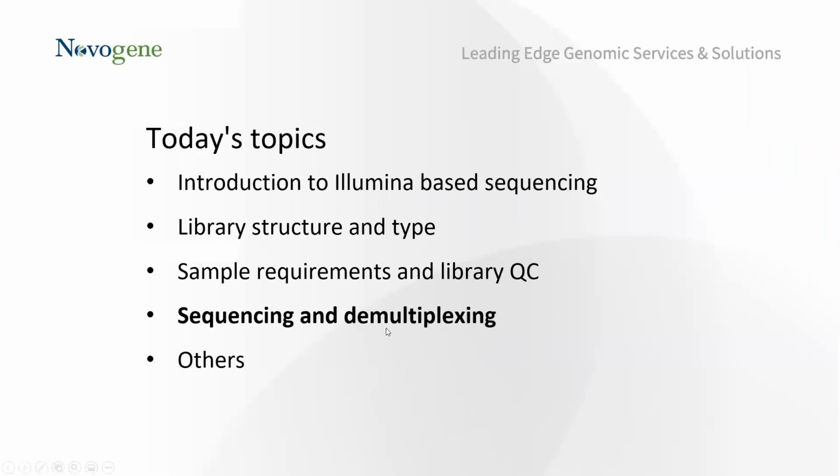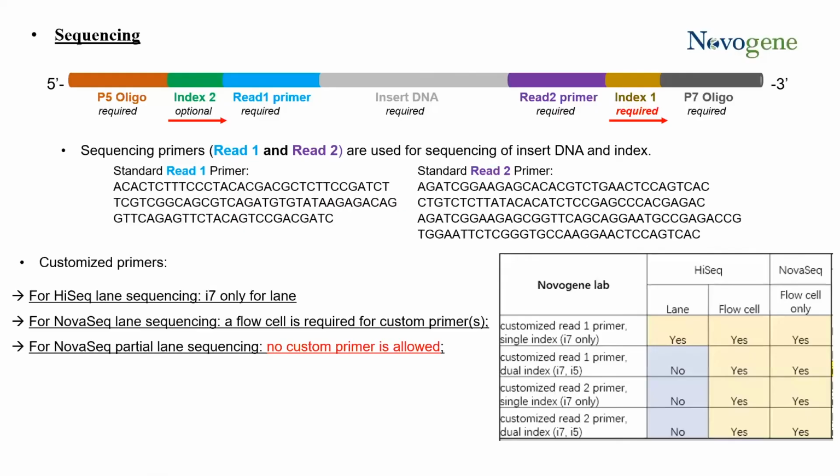All right, so now we're just going to get down to sequencing and demultiplexing. We're running a bit short on time here, so I'll see if I can get through everything. So let's just refresh ourselves with the generalized library construct. We have our DNA insert in the center, flanked by our two reading primers, read 1 and read 2. On the outsides of those, we have our index sequences, and then the oligos, which is where the construct itself binds to the flow cell.